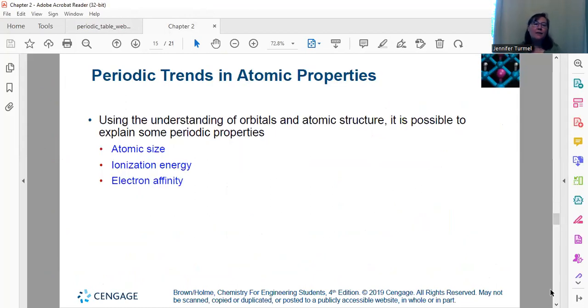All right, so let's go ahead and talk about some periodic trends in atomic properties. There's atomic size, ionization energy, and electron affinity. And I actually don't talk about electron affinity very much, mainly because there are a lot of exceptions to the rule. So I always find it better to just ignore electron affinity altogether because it's easier to talk about it in terms of electronegativity in a different chapter.